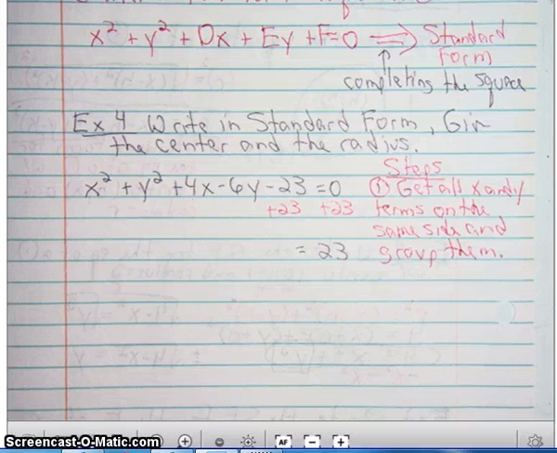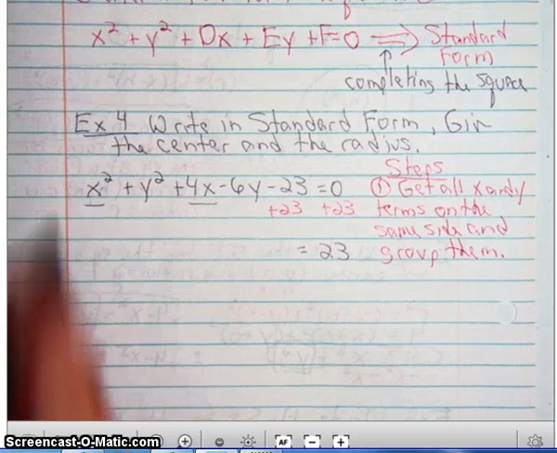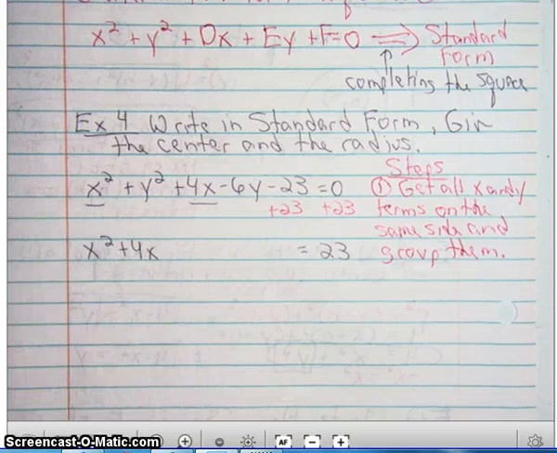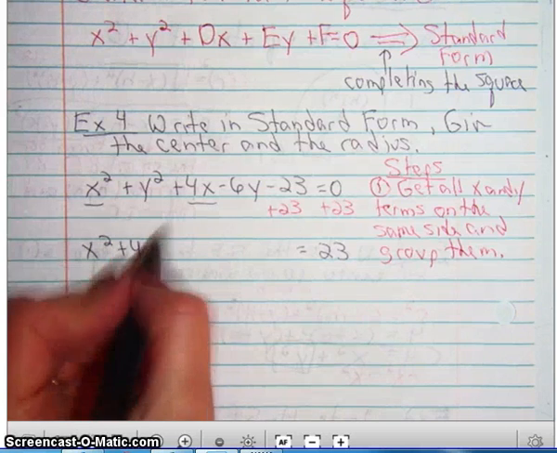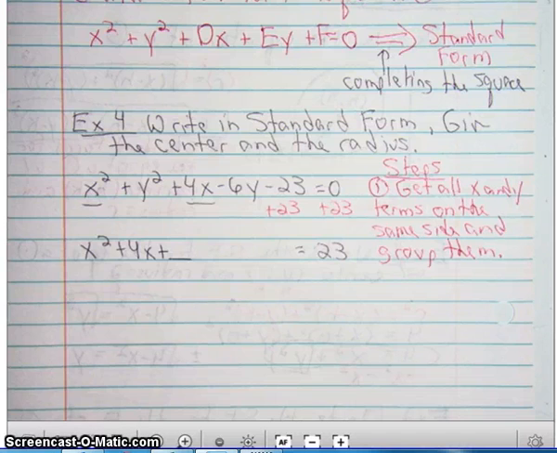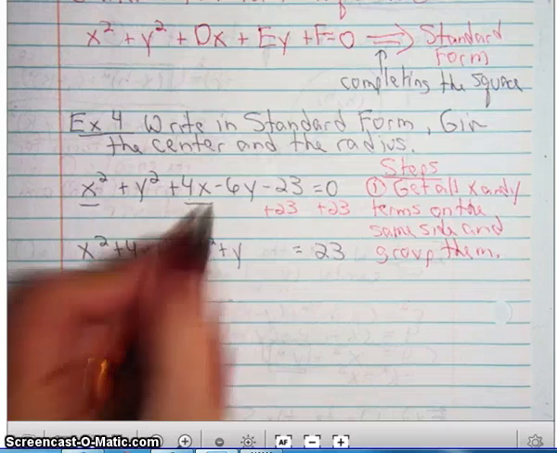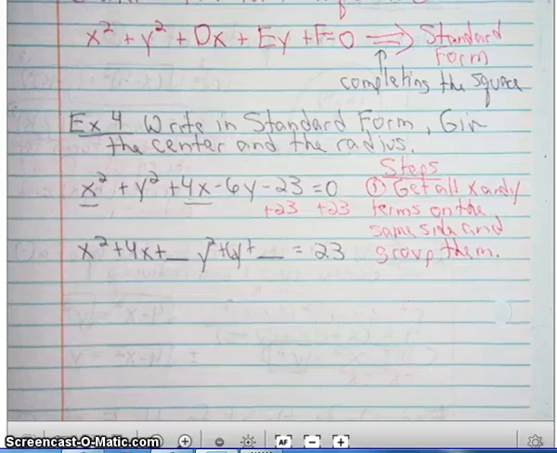Before we do anything else, group the X's and the Y's together. So we have X squared and a 4X, so those are going to be grouped together: X squared plus 4X. And then the Y's are going to be grouped together. What I want you to do is leave a plus blank at the end of the X's, and leave a plus blank at the end of the Y's, with the 6Y.